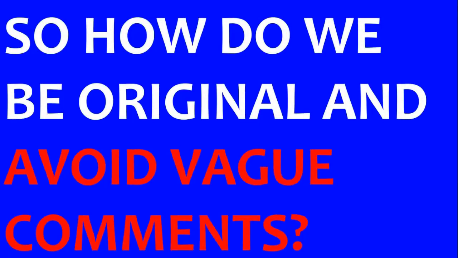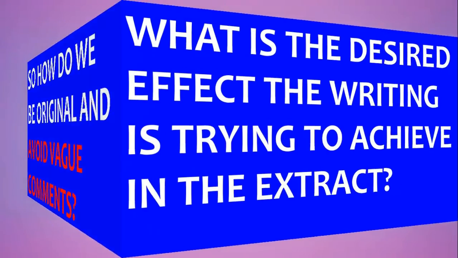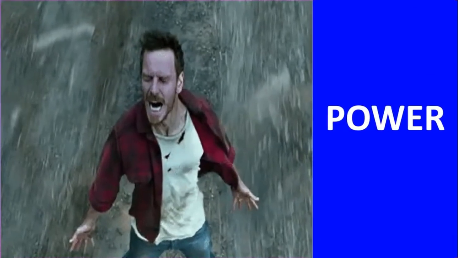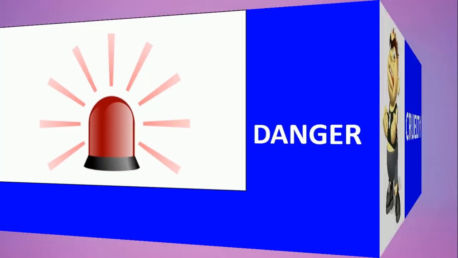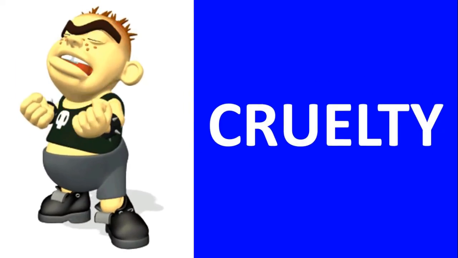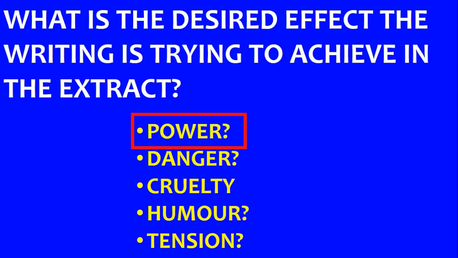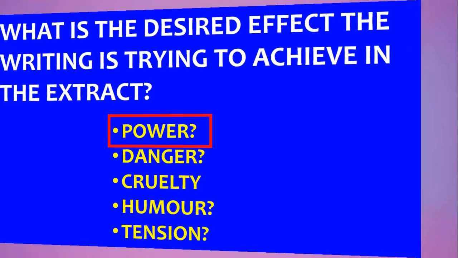It's easy enough to say we don't want to be obvious, but how do we be original and avoid vague comments? Well, one way of doing it is trying to work out this: what is the desired effect a writer is trying to achieve in the extract? Is the writer trying to bring across power? Danger? A vibe of cruelty? Is the writer trying to be humorous? Or to create tension? What is the desired effect the writer is trying to achieve in this extract? In this extract about the weather, the writer is trying to get the idea of power across.